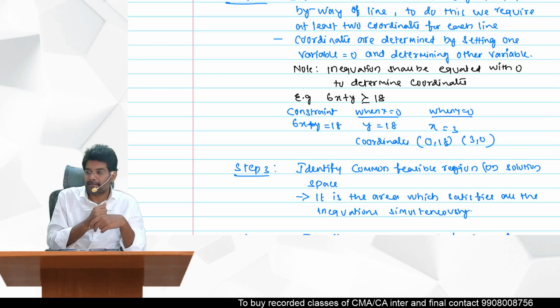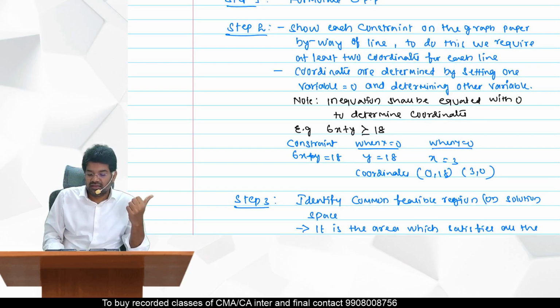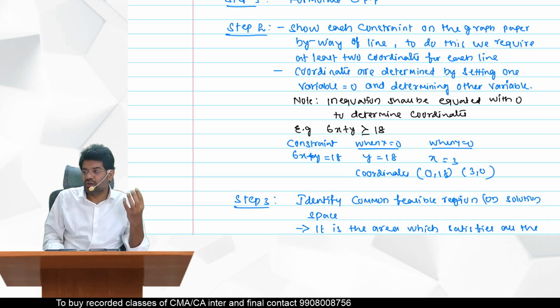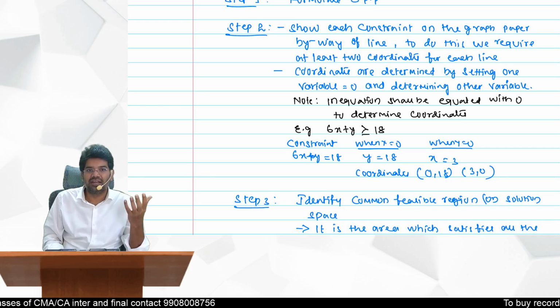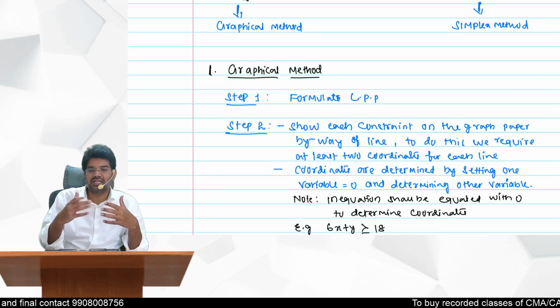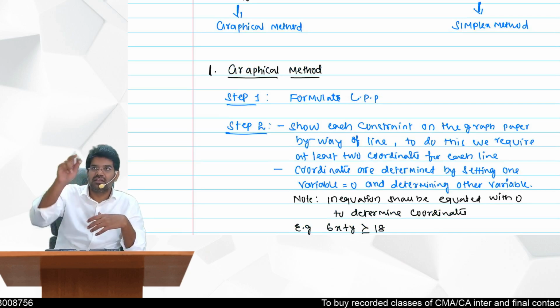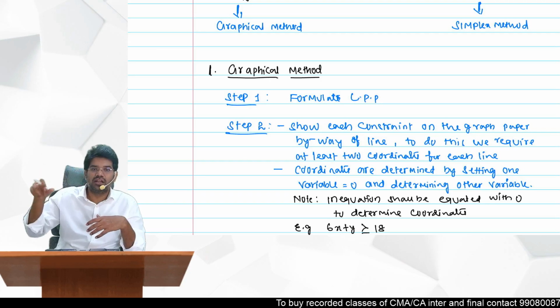When you are plotting x1, x2, whatever variables you assume, both are greater than or equal to 0, the non-negativity assumption. Whenever we formulate the LPP, we always write our decision variables as greater than or equal to 0. So generally in the graph, it will fall in the first quadrant only.